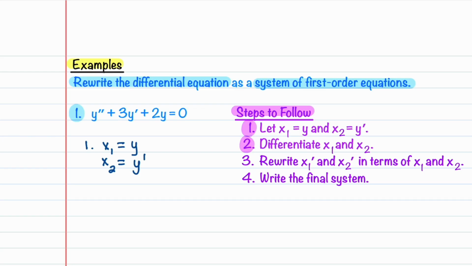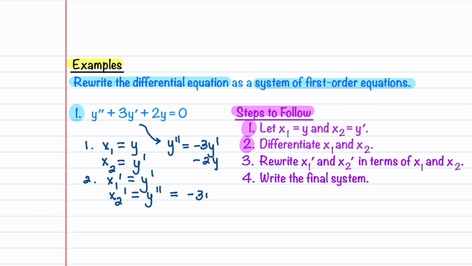In step 2, we are going to differentiate both of these new variables. x1 prime is going to be y prime, and then x2 prime is y double prime. Now what we're going to do is go back up to our original equation and solve it for y double prime. So y double prime is going to be minus 3y prime minus 2y. And we're going to substitute that down here in step 2. Y double prime is minus 3y prime minus 2y.